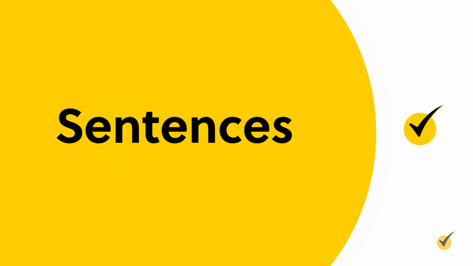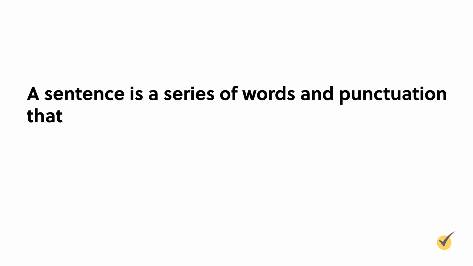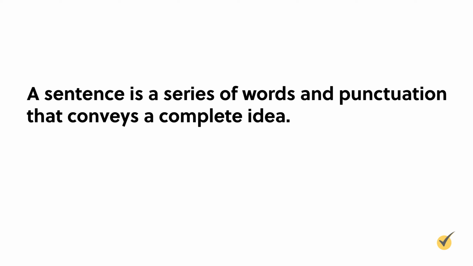But first, we need to have a clear idea of what our end goal is. Let's start with creating sentences. A sentence is a series of words and punctuation that conveys a complete idea. A sentence must, at minimum, contain a subject and a predicate, while also communicating a complete idea. The subject is the main focus, the who or what of the sentence, and the predicate uses a verb to describe an action related to the subject.